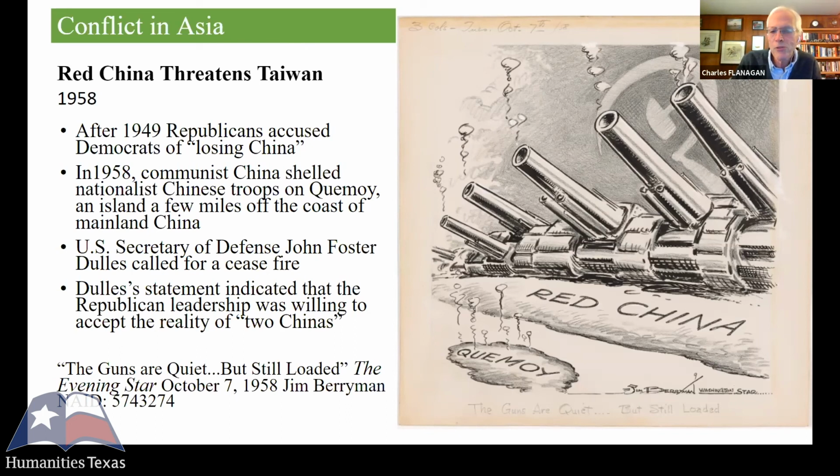And how will the U.S. respond? The communists are attacking our allies, our non-communist allies. Will we get involved in a war? And cooler heads prevail. U.S. Defense Secretary John Foster Dulles calls for a ceasefire. And for the first time, the U.S. recognizes that, okay, there are two Chinas. And we're going to return to that in just a moment.